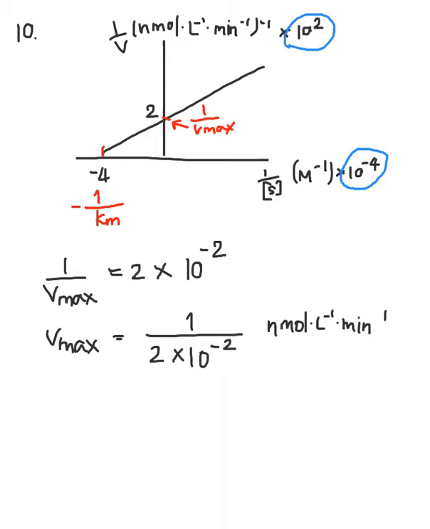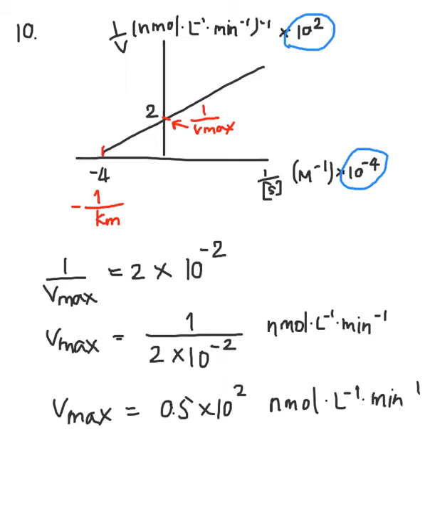Right? Because in the axis, you say that this has been to the -1. So when you flip it over, this -1 is getting rid of. Okay, so to get Vmax here, you can solve for Vmax, and you get 0.5 times 10 to the 2 nanomole per liter per minute.